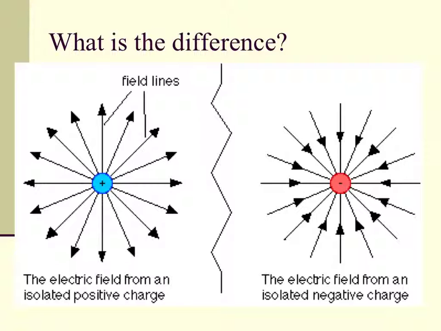Okay, what's the difference between those two? Obviously, direction. Our test charge is going to be a positive charge, so it's going to be the direction in which a positive charge would move. So, because like charges repel, the field lines go away from a positive and they go towards a negative.